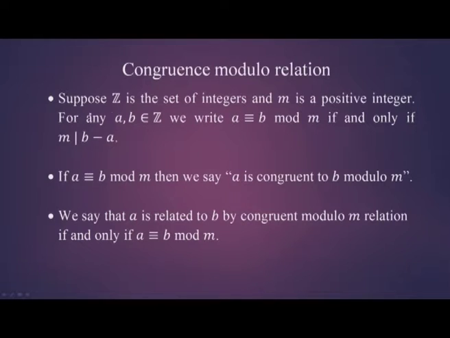We write like this: suppose Z is the set of integers and m is a positive integer. For any a, b belonging to Z, we write a, then this symbol, b mod m, which we read as a is congruent to b modulo m if and only if m divides b minus a.